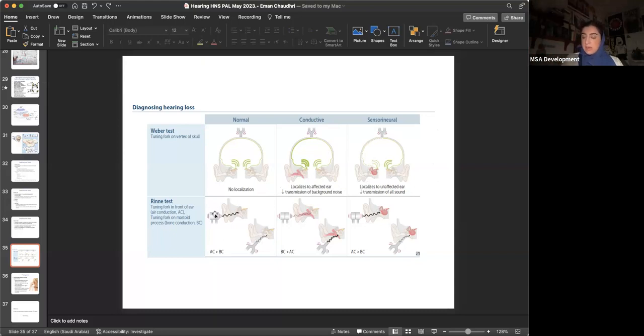Rinne's test, as I said, normally for all of us, because normally when we're talking and perceiving sound, it is coming from the air. Air conduction is always better than bone conduction. But when bone conduction is better than air, that's a conductive hearing loss problem. And if both air and bone conduction suck, then that is a sensory neural problem or a mixed conductive and sensory neural hearing problem.